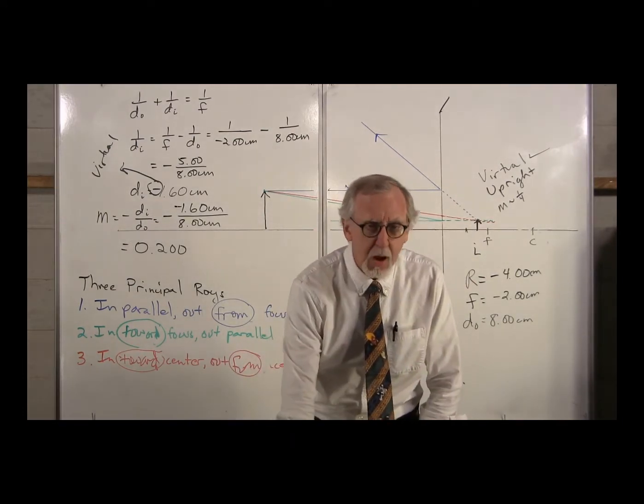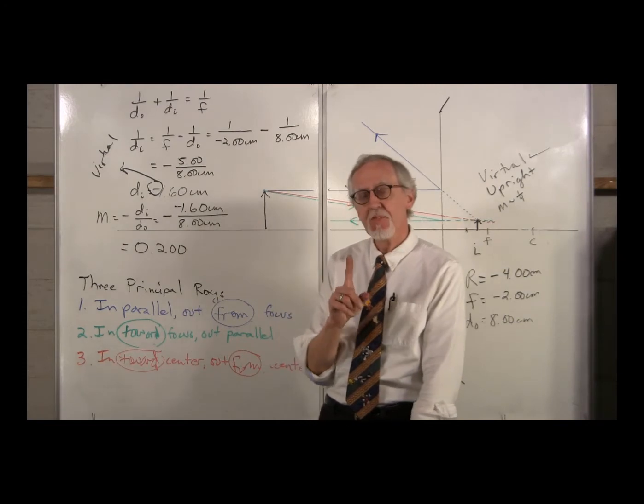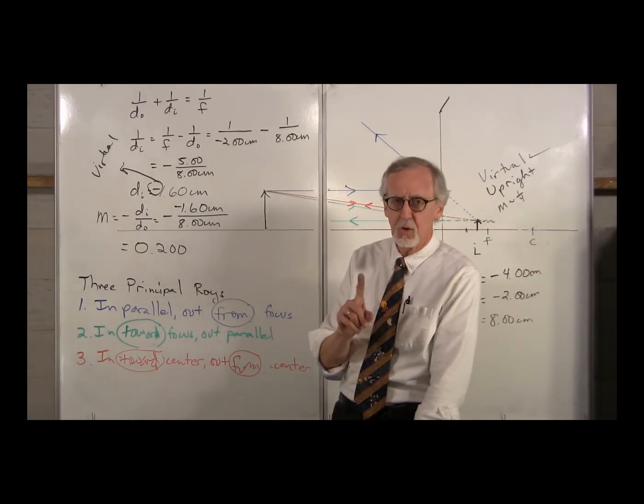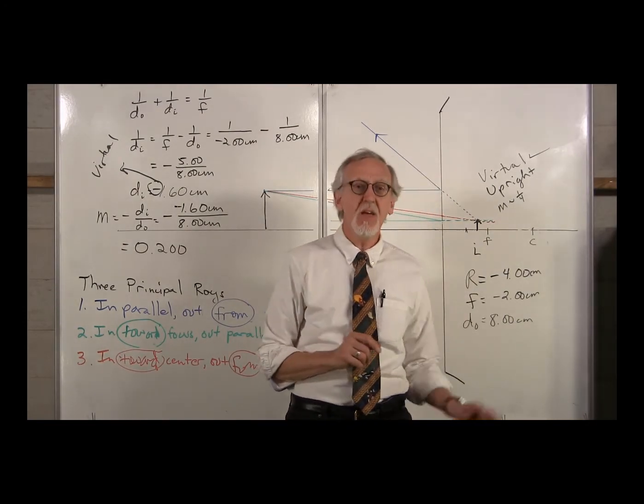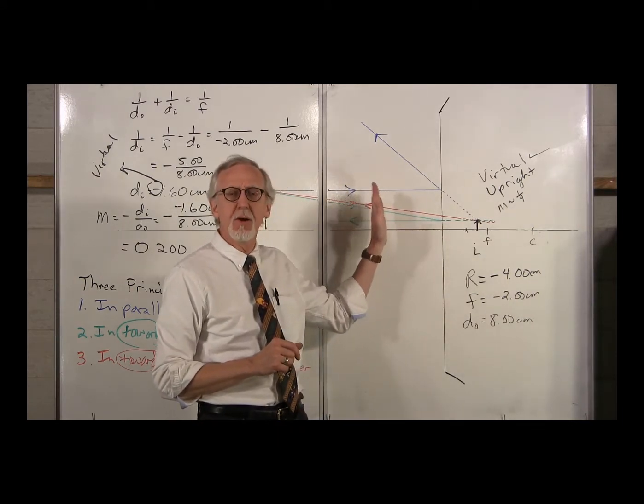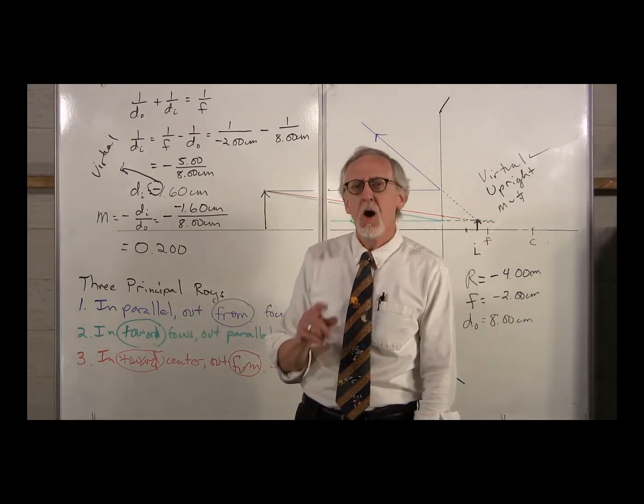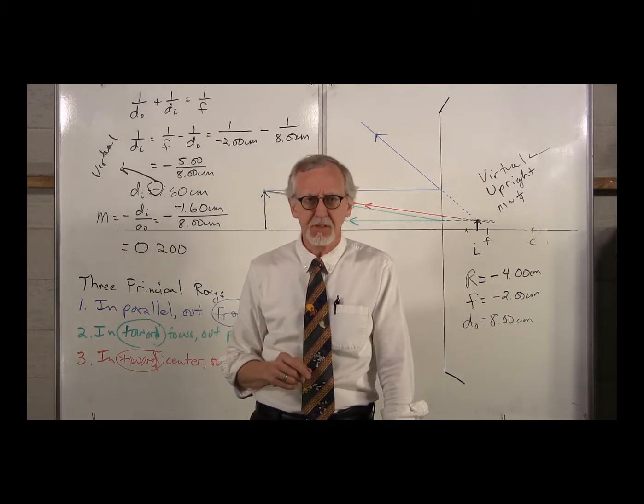One thing I want to mention that I talked about before, and I want to go over this just a little bit, and that is, we have made this approximation that all of these rays are close to the principal axis. What if they are not close to the principal axis?